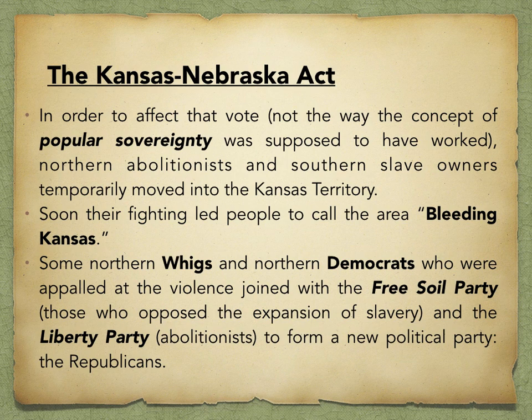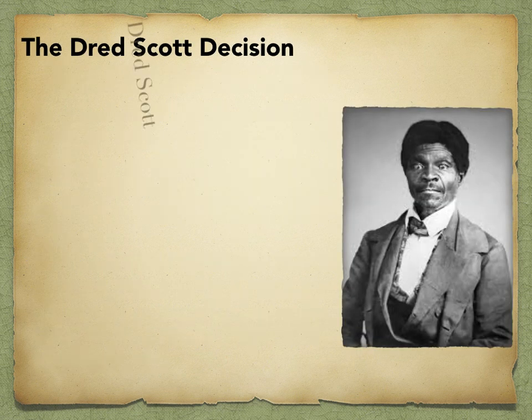They joined the Free Soil Party, those who did not want the expansion of slavery, and the Liberty Party, which were the abolitionists, to form a new political party called the Republicans. All right, as we continue, the Dred Scott decision.